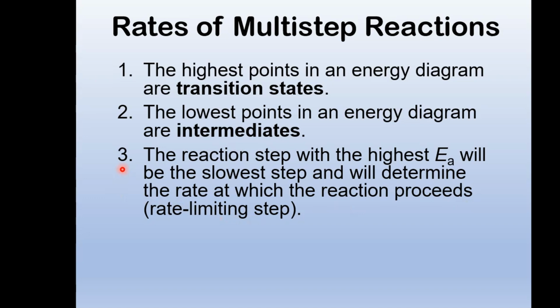So number 3 is kind of important as far as mechanisms go, and that's the rate limiting step. The reaction step with the highest energy of activation, or the largest speed bump, will be the slowest step and will determine the rate at which the reaction proceeds. It's also sometimes called the rate determining step.